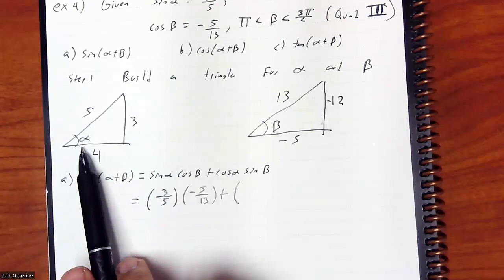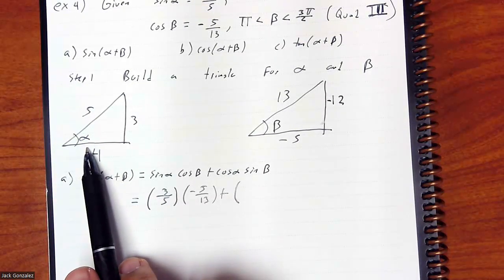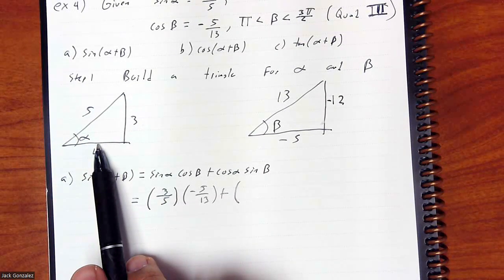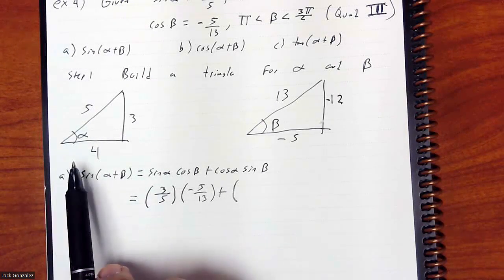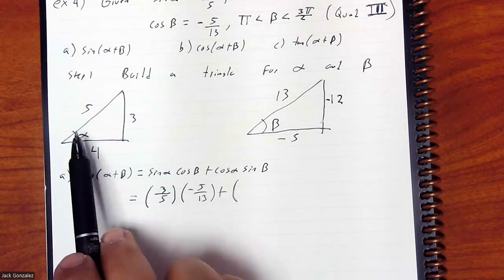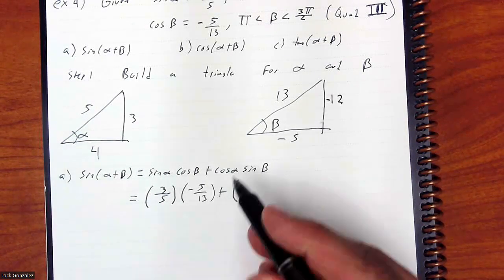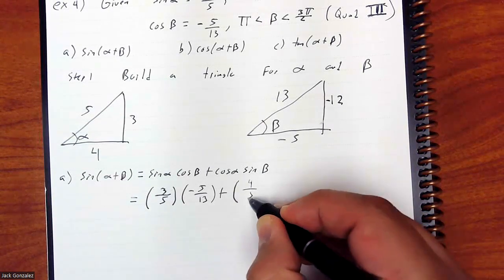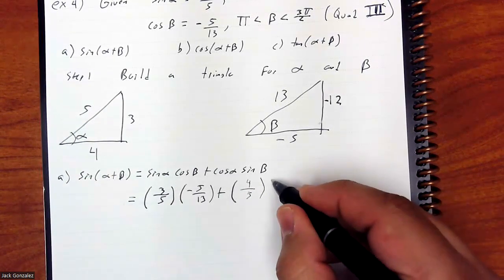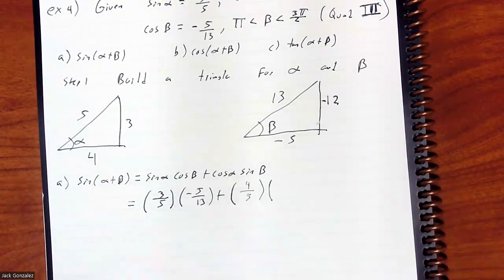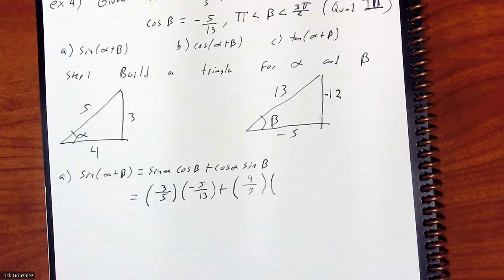So here's your alpha triangle. What's cosine? The adjacent over the hypotenuse. Don't forget cosine. Okay, sine beta. It's opposite over hypotenuse, but look at the beta triangle.